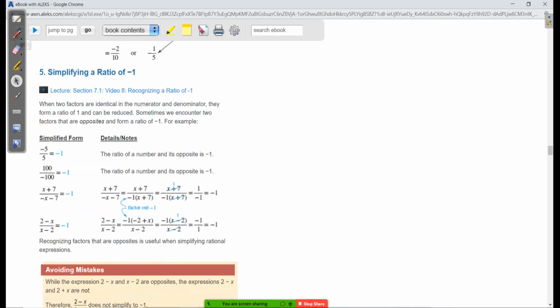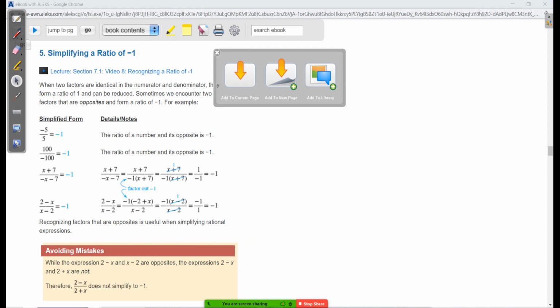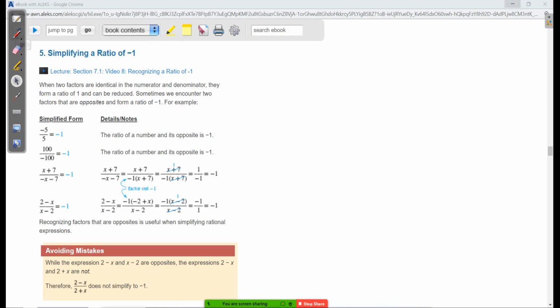Right. Now on to what I've been kind of hinting at all lecture about: we're not technically canceling, they're not technically going away. They are turning into a +1. And this is why.